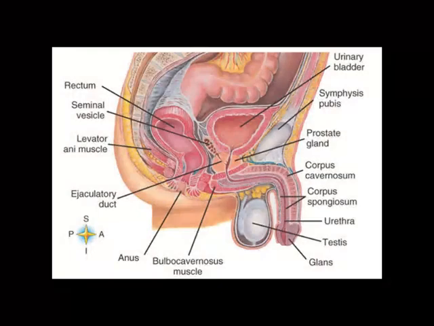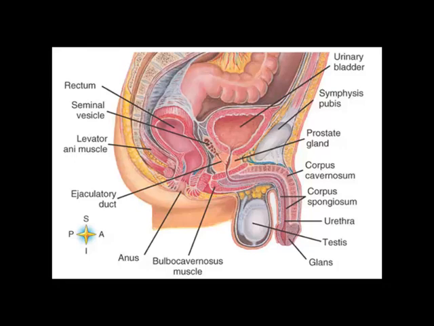Now we'll switch our attention to the male reproductive system. The primary organs found here are the testes, the epididymis, the vas deferens, the ejaculatory duct, seminal vesicles, the prostate gland, the bulbourethral gland, and lastly the penis.